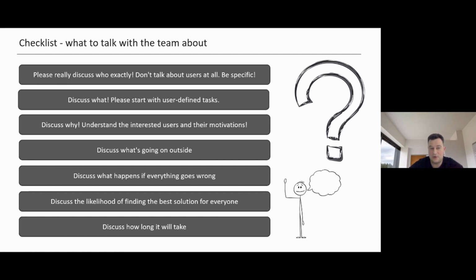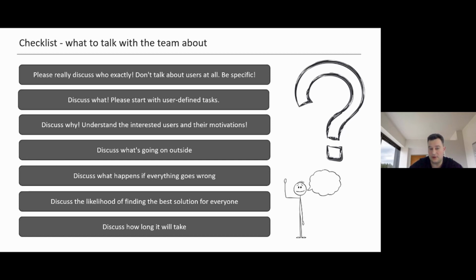So please really discuss who exactly. Don't talk about user stories in general. Be specific when you discuss something. Discuss what. Please start with user-defined tasks. And discuss why. The key three questions that we mentioned before in user story structure. With these key three questions answered, you're going to provide the correct vision to your developers. So when you discuss why, you need to understand the interested users and their motivations. Why they need to have such functionality.